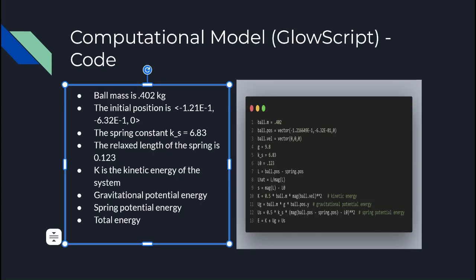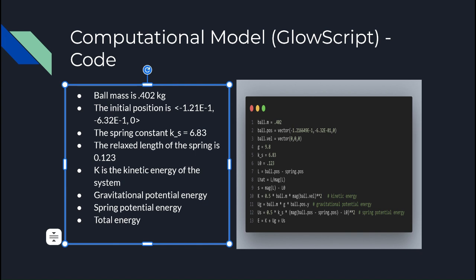Alright, now let's talk about the computational model code for the initialization part of it. First, the mass is set to 0.402 kilograms. The initial position is set to negative 1.21e-1 on the x-axis, while the y-axis was set to negative 6.32e-1. The spring constant was set to 6.83. The relaxed length of the spring is 0.123.